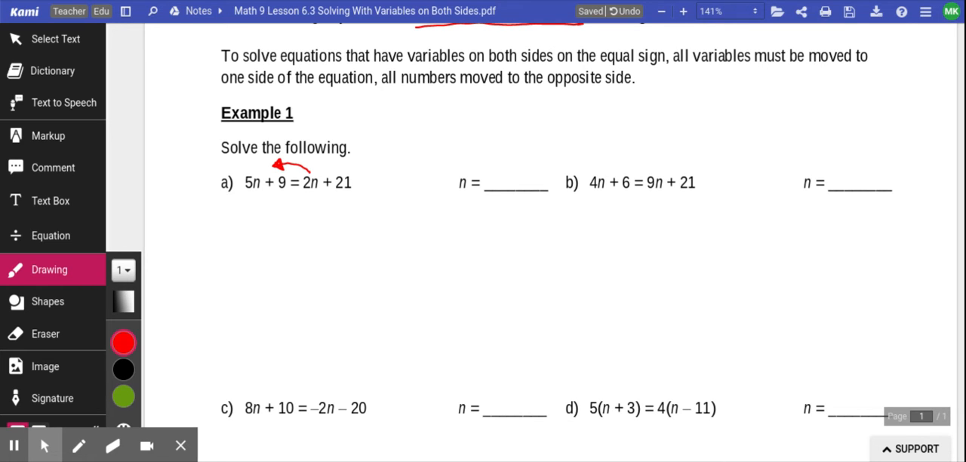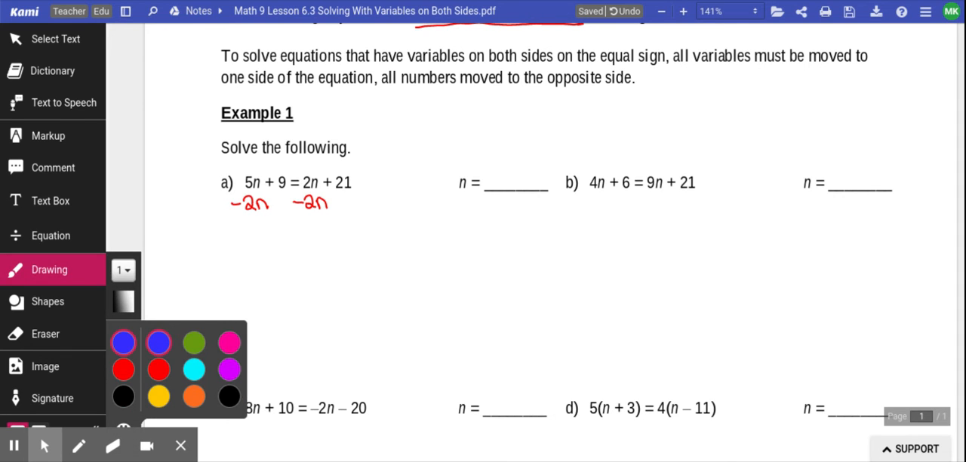The way we do that is by using opposite operations. That 2n is currently a plus 2n being added to 21. So if we wanted to move that 2n to the other side, we would subtract 2n from both sides of the equation.